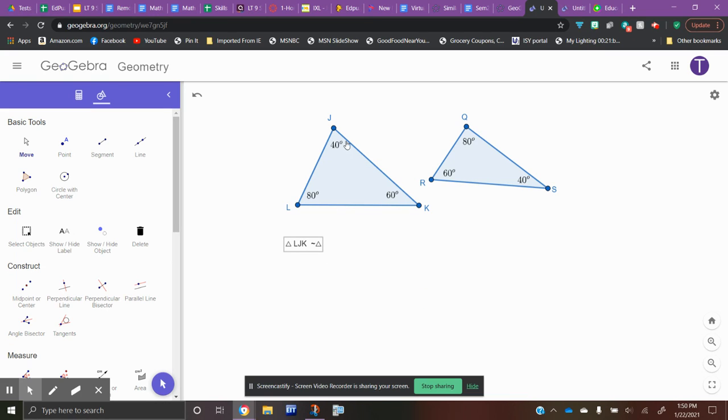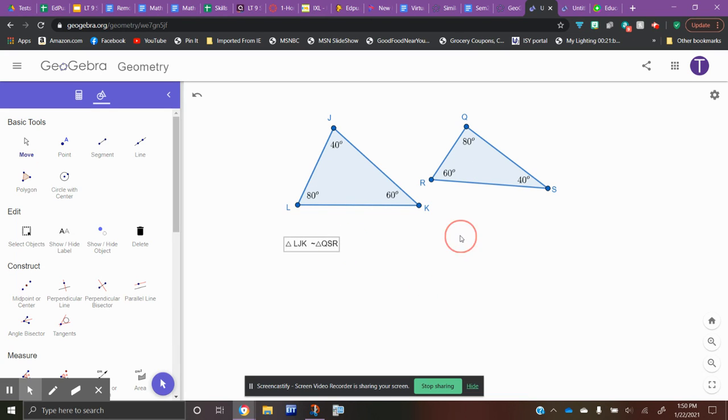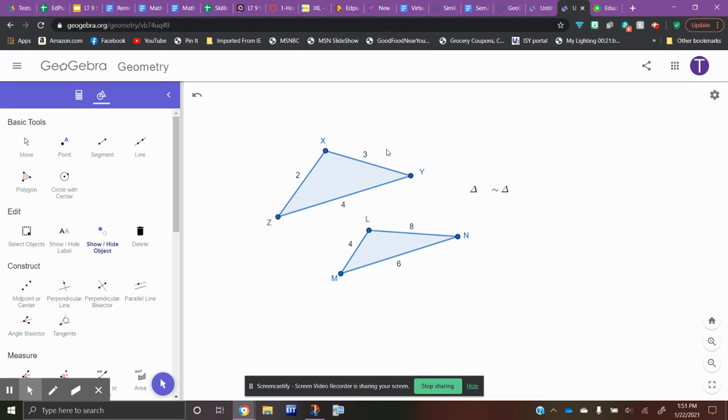Okay, so now I have my first one. So if I went from L to J to K, that means I went from 80 to 40 to 60. I need to use that same order in my second triangle. So I went 80 to 40 to 60, so I need to go 80 to 40 to 60. So QSR. Okay, so that would be my triangle similarity statement. Okay, now again, order matters when you're naming your triangles. It doesn't matter at all for the first triangle. You start that one however you want, but your second one needs to make sure that it is written in a corresponding order.